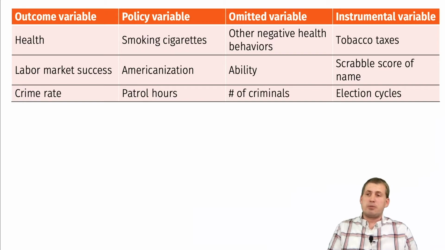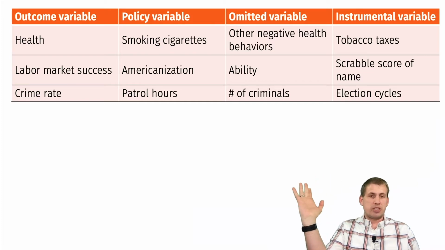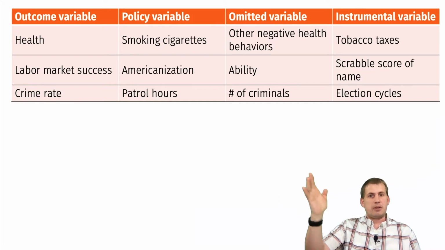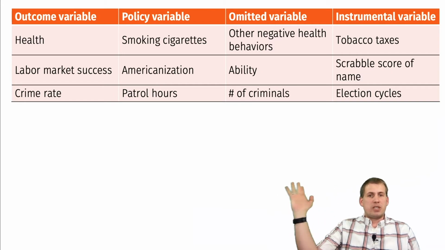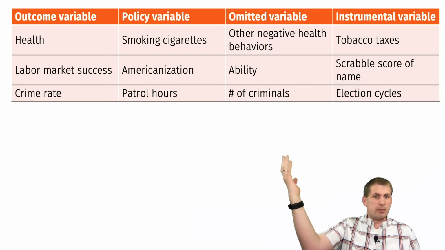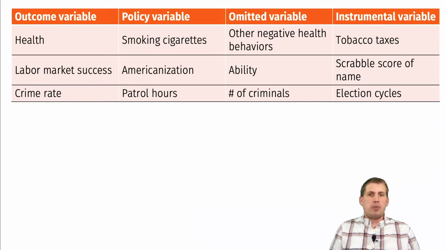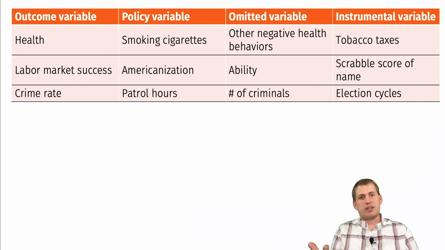Other quick examples here. One thing that lots of researchers are interested in is the crime rate in a city, and whether or not having more police patrolling, increasing patrol hours, reduces the crime rate. A tricky part of that is the number of criminals in the society makes it hard to see if patrol hours are actually doing anything. It's confounding both the crime rate and patrol hours. And so there's no way to actually measure that because not everybody's reporting if they are going to do crimes that day.